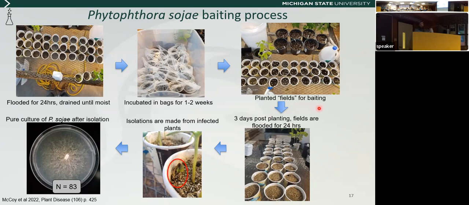Once they're planted, 3 days after planting, remember, we need free water for oomycetes to really infect. So we flood those soil samples, allowing for those sporangia to germinate and release the motile zoospores and allow for infection. And a few days later, what we'll see is emerged plants that are diseased or healthy, and we can preferentially take those diseased plants and isolate them out onto a selective oomycete media. In our case in Michigan, we ended up with about 83 Phytophthora sojae isolates that we used for pathotyping.